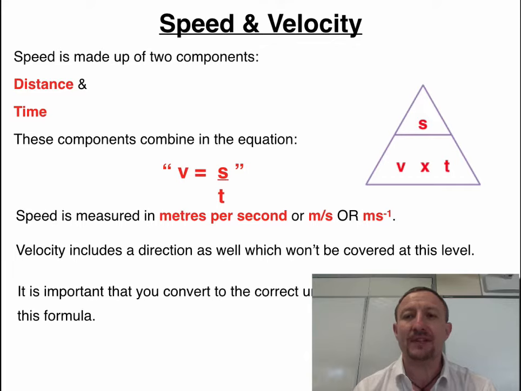If I wanted to find the t and I'm being given the distance and the velocity, I cover up the t, and to calculate t would be distance over velocity. Likewise, if I wanted to find the distance and I've been given the speed and the time, I cover up the s and I write down what I'm left with, s equals v times t. So the triangle is a really useful tool for rearranging the formula v equals s over t.